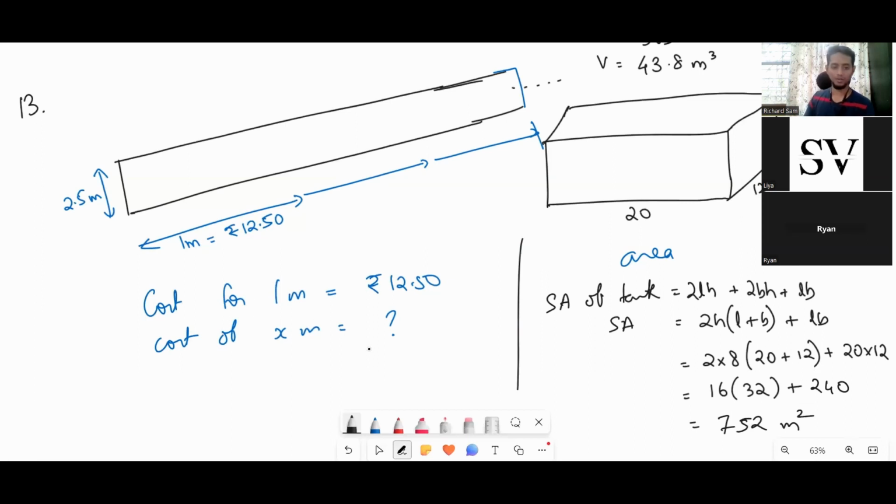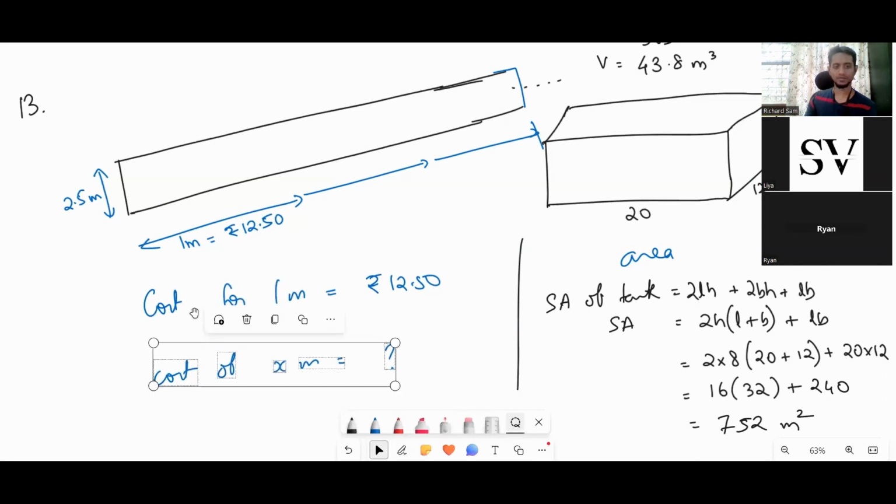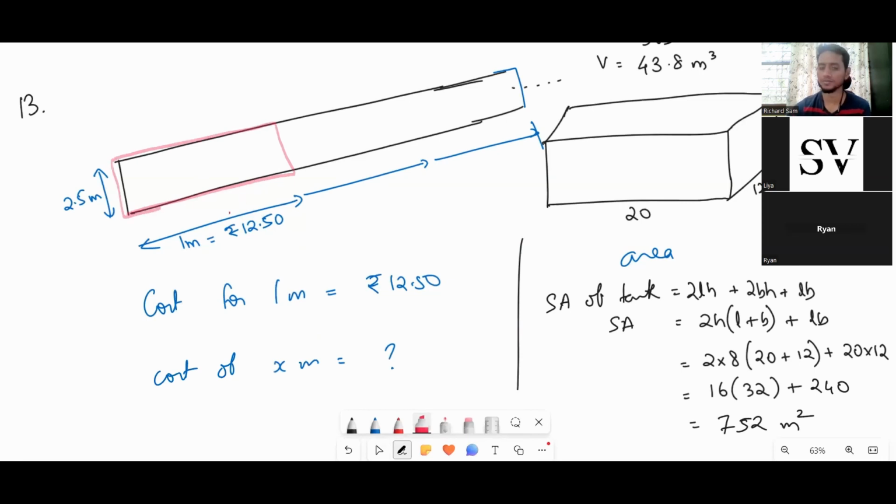Okay. Now here we're going to make one modification. What is the first statement that I've written here? Cost of 1 meter is 12.5. See, 1 meter is like this. What is the actual area of this 1 meter? Not the cost, the area. What is the area of this section? 1 into 2.5. 1 meter into 2.5. So this 1 meter long roll has an area of 2.5 meter square.